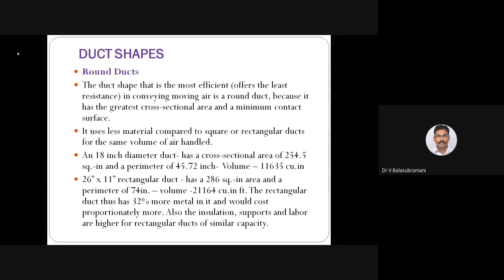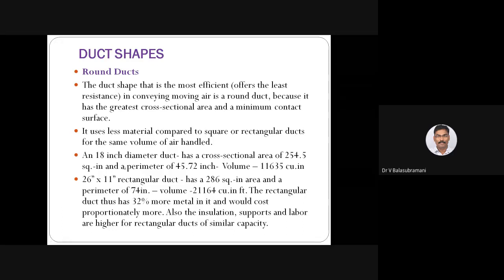It uses less material compared to the square and rectangular. I already gave a small example. An 18-inch diameter duct has a cross-sectional area of 254.5 square inch, using pi/4 d squared, and the perimeter is equal to 45.72 inch. So the volume is 11,635 cubic inch for an 18-inch diameter.